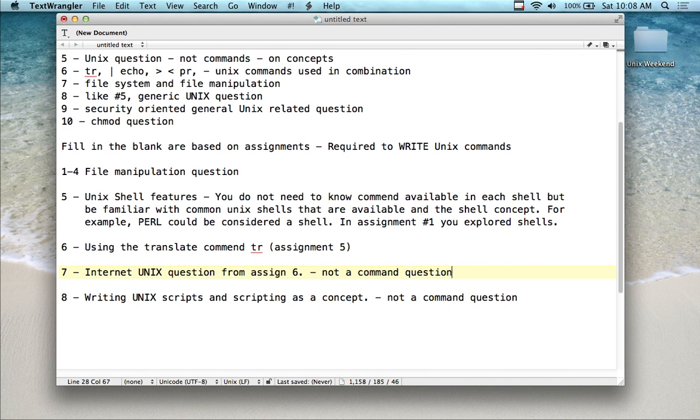Number 9 is on editors. Number 9 is on editing files in Linux. You don't have to know nano commands or vi commands or anything like that, or how to run the programs. You don't need to know about running editors or editor commands.